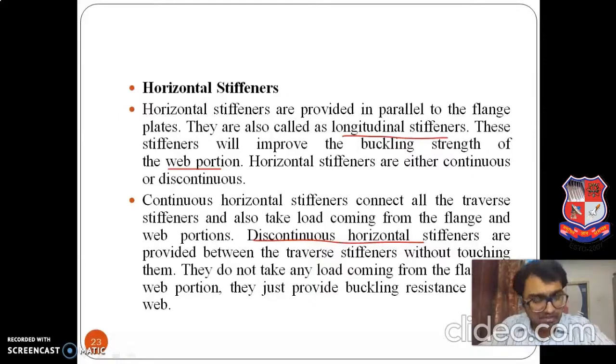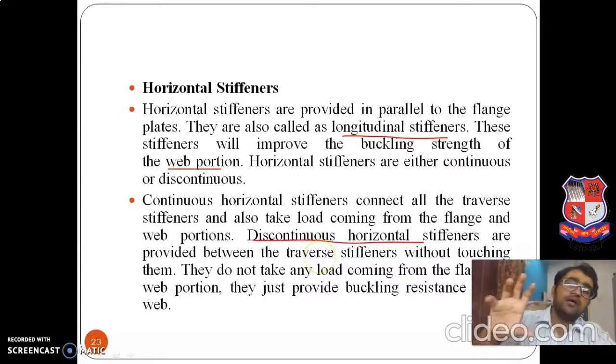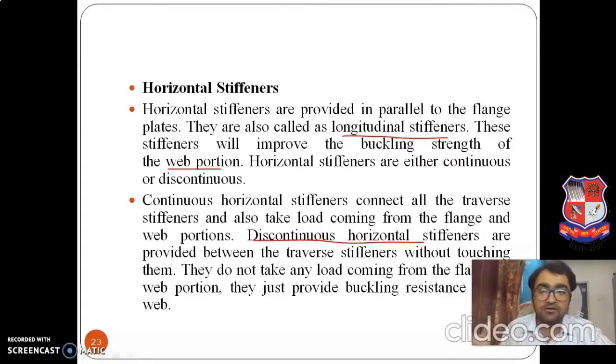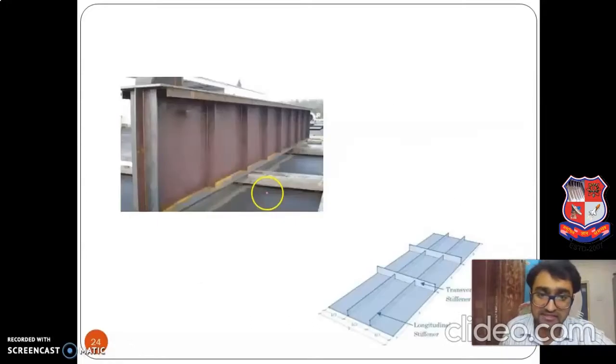So discontinuous stiffeners are provided between the transverse stiffeners without touching them, just to improve the buckling strength of the web. In a simple way: horizontal stiffeners are known as longitudinal stiffeners, vertical ones are known as transverse stiffeners. Horizontal stiffeners may be continuous or discontinuous type. Vertical stiffeners include end stiffeners and intermediate stiffeners when load is coming, and stiffeners to provide buckling strength of the web. These are the small things that you should know.